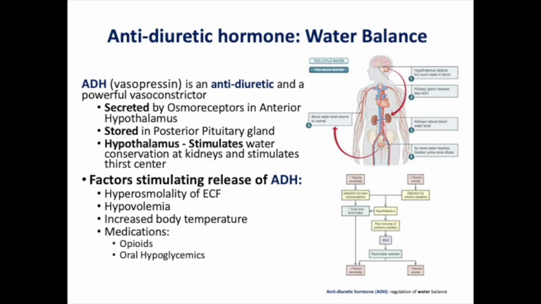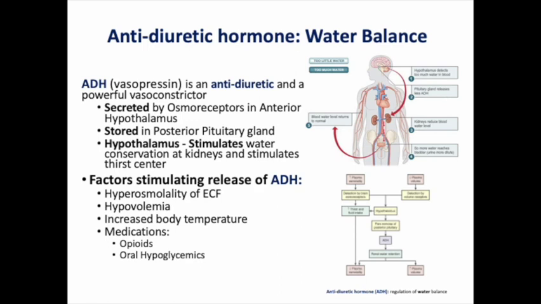the posterior pituitary gland. The hypothalamus is going to stimulate water conservation at the level of the kidneys, and it also stimulates the thirst center. So, factors that stimulate the release of ADH, like what would cause ADH to be let go? If there's hyperosmolality in the ECF, or if there's hypovolemia, if our core temp gets too hot, and some medications like opioids and even oral hypoglycemics can cause the release of ADH.